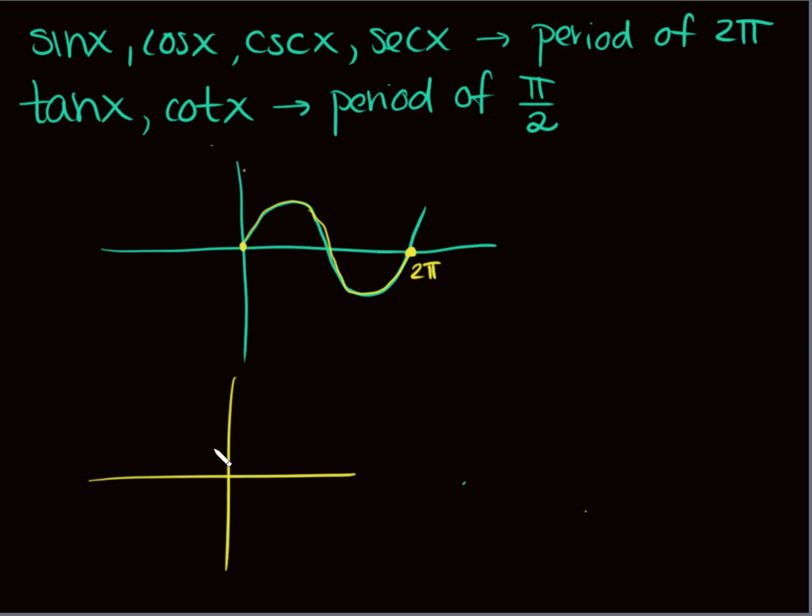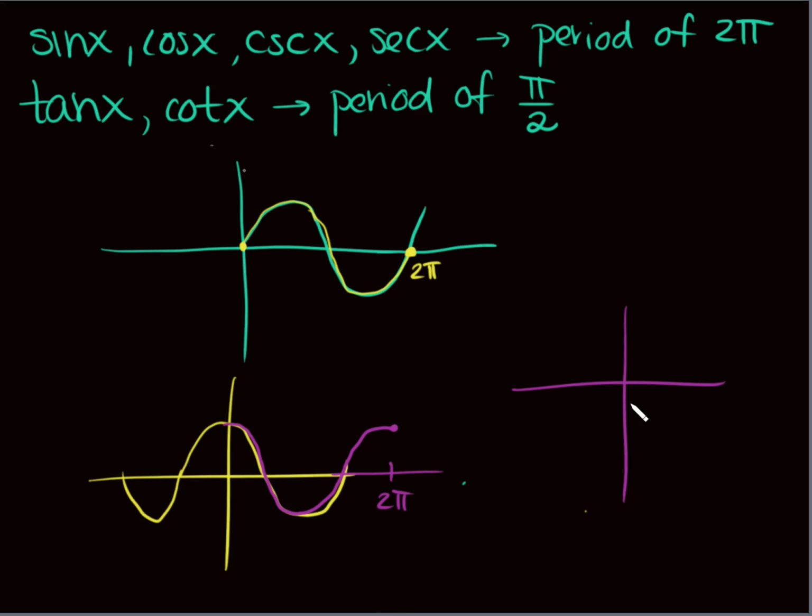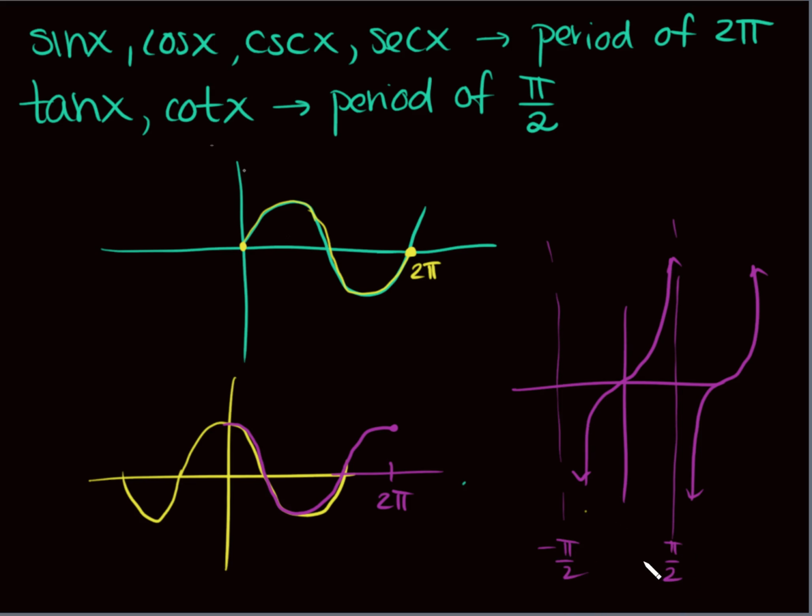You can see that with cosine also. If you look at how long it takes to complete one cycle, I would come back up here, and this point right here would be 2 pi. Whereas tangent does something like this, and then it automatically starts repeating again. And here's negative pi over 2 and pi over 2, and you notice that distance right there is pi.